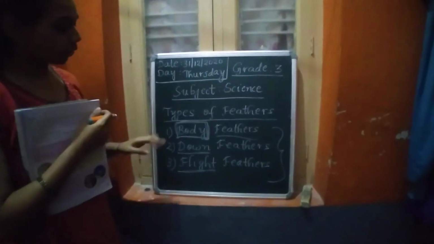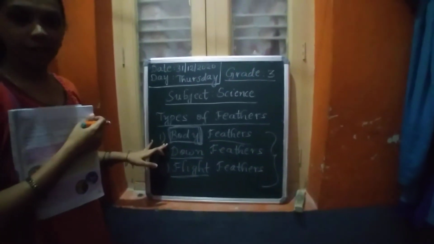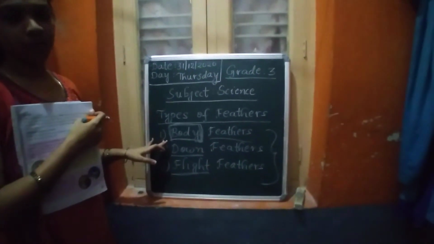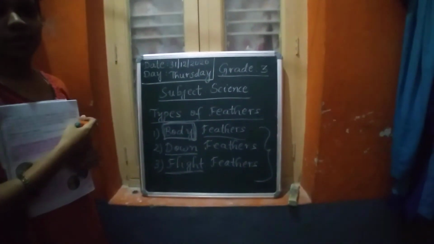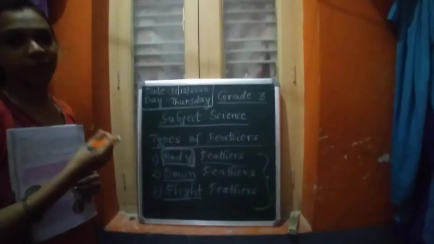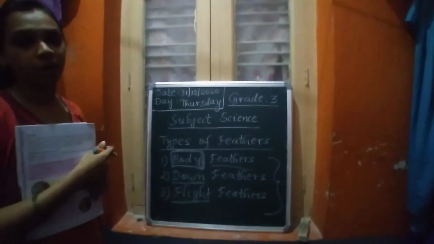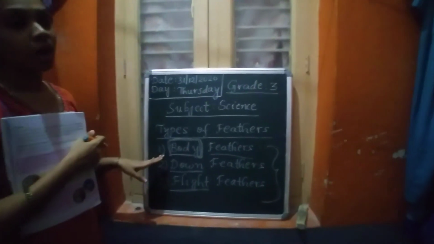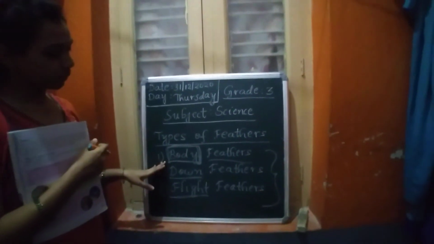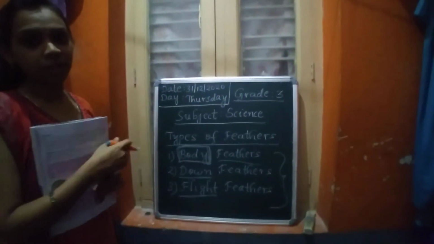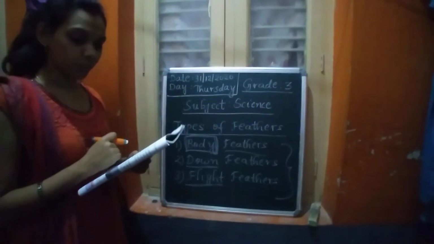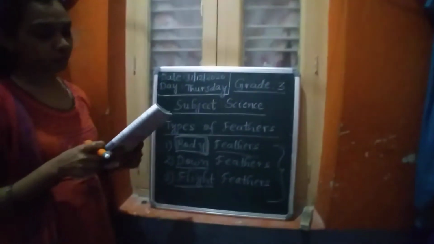And what these down feathers do is they keep the bird's body warm. Because see children, no living being can bear very coldness or very hotness. So to keep the bird's body warm, these down feathers help the birds to keep their body warm. The bodies of most of the birds are covered with down feathers.